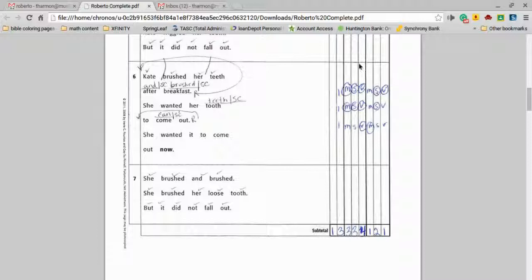So let's take a look at "Kate brushed her teeth and," okay, so does that make sense? Yes. Structurally, can you put "and" there? Yes. Are there any visual similarities? Yes. They both start with A. So now let's try to hypothesize as to why the reader went back.